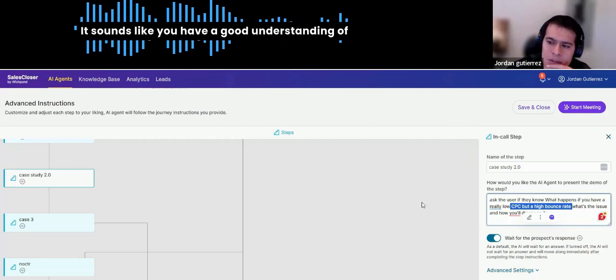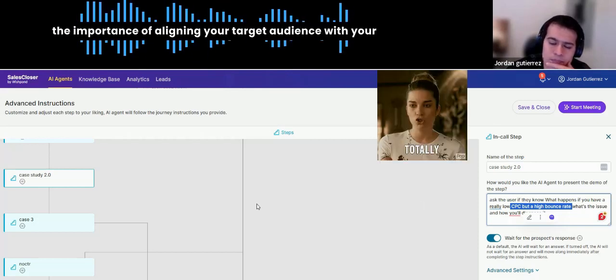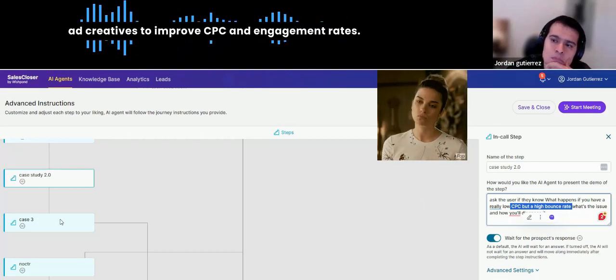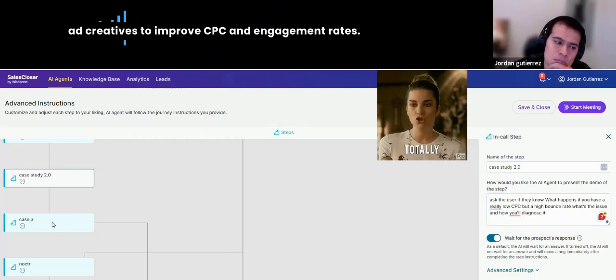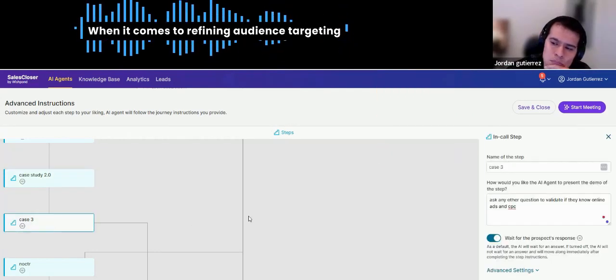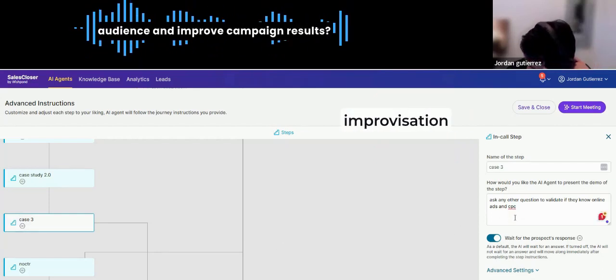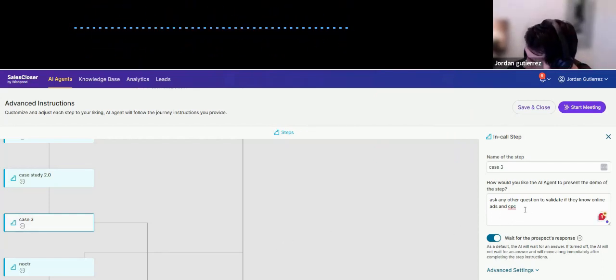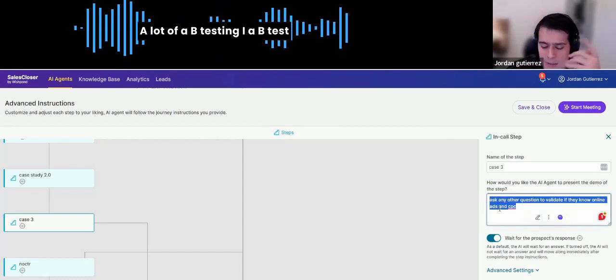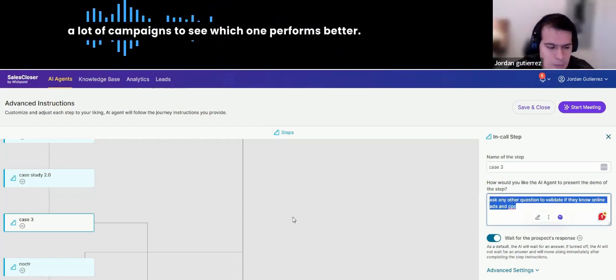Absolutely. It sounds like you have a good understanding of the importance of aligning your target audience with your ad creatives to improve CPC and engagement rates. When it comes to refining audience targeting for better ad performance, what strategies do you typically employ to reach the right audience and improve campaign results? A lot of A/B testing. I A/B test a lot of campaigns to see which one performs better.